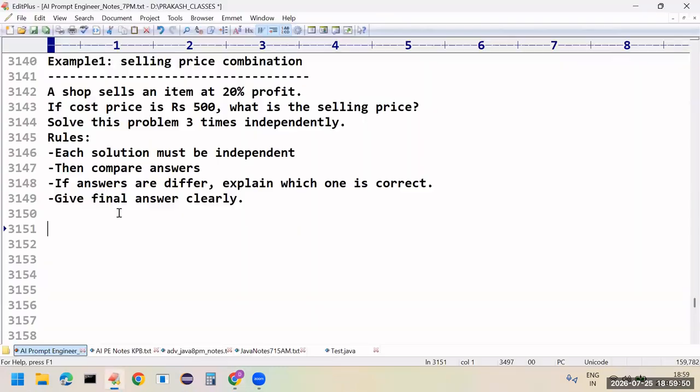So this kind of prompting is called what? Please give me the name. What kind of prompting is it?